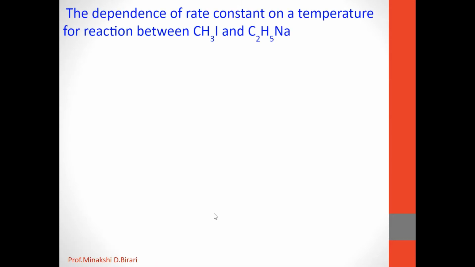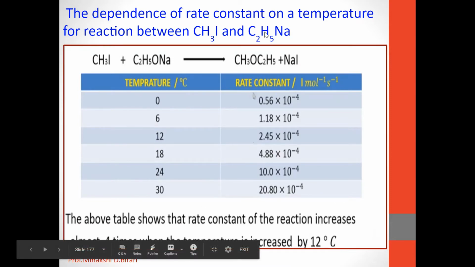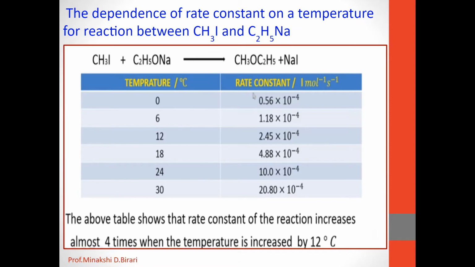Let us see one example for the dependence of rate constant on temperature, the reaction between methyl iodide and sodium ethoxide, that is CH3I plus C2H5ONa giving CH3OC2H5 plus NaI. That is, methyl iodide reacts with sodium ethoxide to give ethyl methyl ether plus sodium iodide.